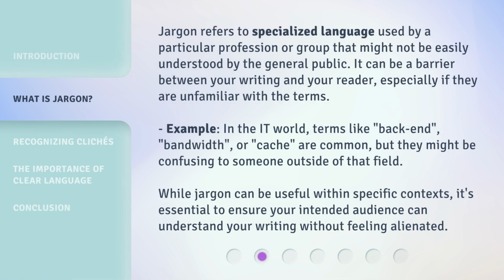Jargon refers to specialized language used by a particular profession or group that might not be easily understood by the general public. It can be a barrier between your writing and your reader, especially if they are unfamiliar with the terms. Example: in the IT world, terms like back-end, bandwidth, or cache are common, but they might be confusing to someone outside of that field. While jargon can be useful within specific contexts, it's essential to ensure your intended audience can understand your writing without feeling alienated.